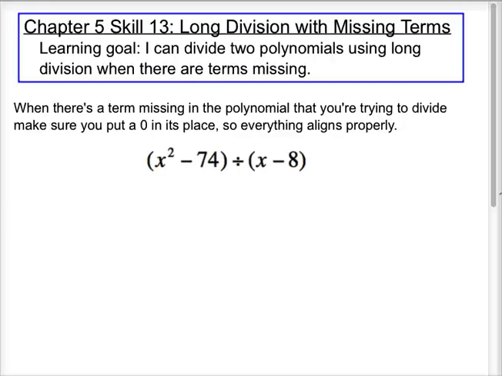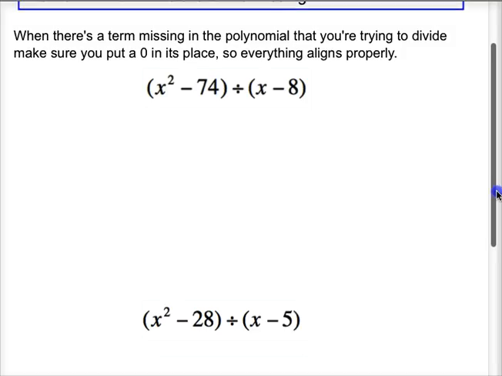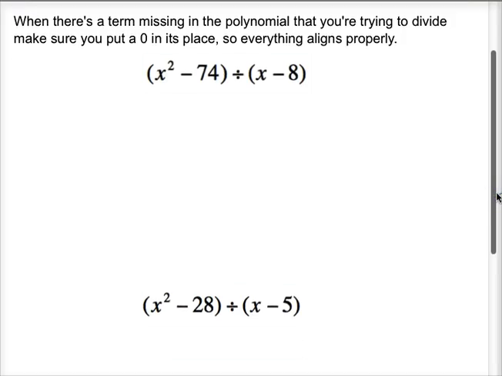Welcome back. In these notes, we're going to continue talking about long division. However, we're going to talk about what if we're missing a term. So for everything to line up right, if you're missing a term, you need to make sure that you put a 0 as a placeholder.